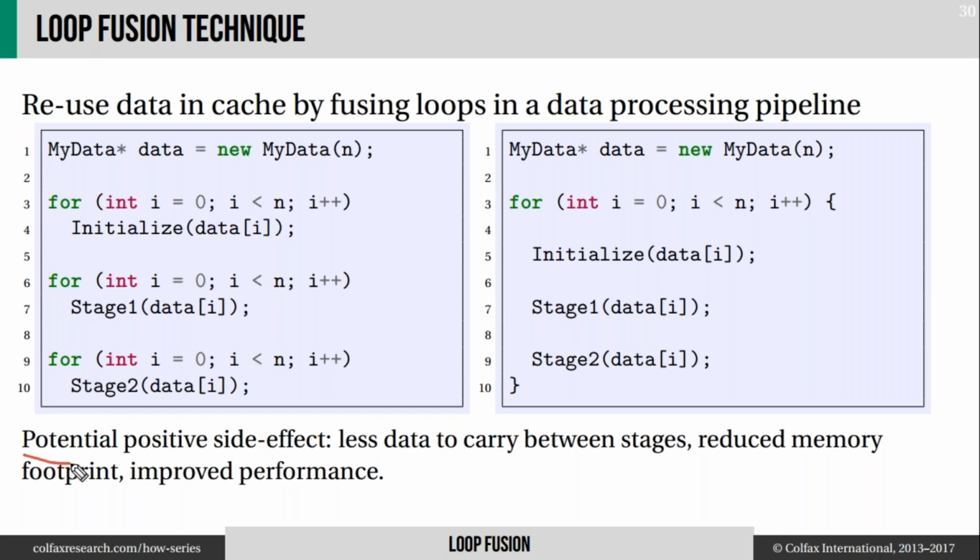There is also a potential positive side effect, or a cherry on top, if you like. Sometimes you may be able to reduce the amount of data that you carry between different stages. For example, if the initialization should spit out some intermediate values, in this case, you will have to store n of those intermediate values and feed them into the second loop. But in the fused loop implementation, you only have to store one intermediate data and pass it to the next function. So this may further reduce the memory footprint and the pressure on the memory subsystem.